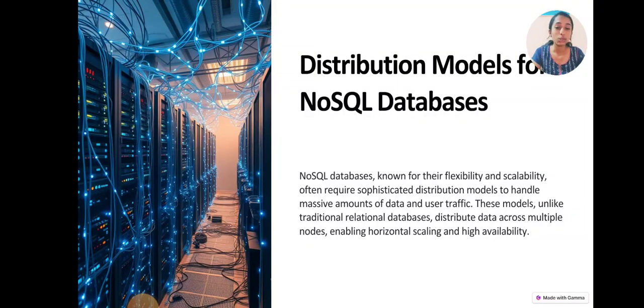Today's topic is distribution model in NoSQL. Let us move on to the topic. Distribution model for NoSQL databases. NoSQL databases, known for their flexibility and scalability, often require sophisticated distribution models to handle a massive amount of data and user traffic. These models, unlike traditional relational databases, distribute data across multiple nodes, enabling horizontal scaling and high availability. Let us see the types of distribution model in the next slide.